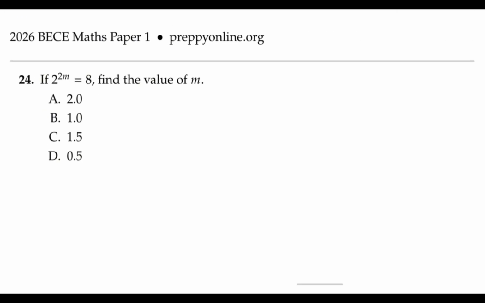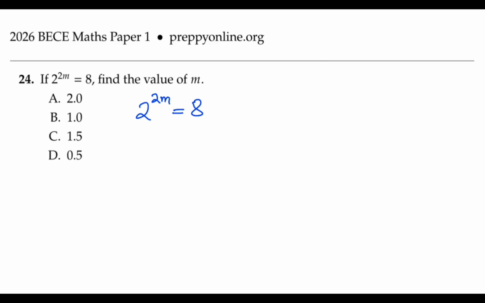The next is question 24. Question 24 says, if 2 to the power 2m is equal to 8, find the value of m. So 2 is raised to a power that is 2m, and this whole expression is equal to 8, and we're supposed to find the value of m.